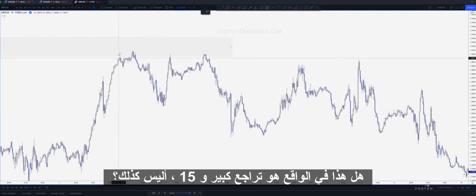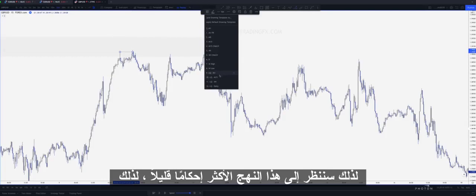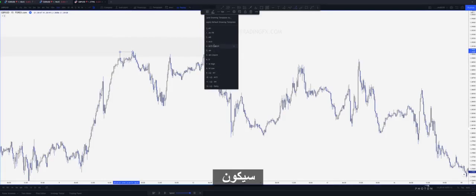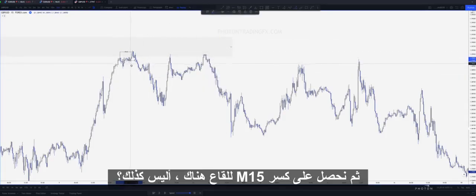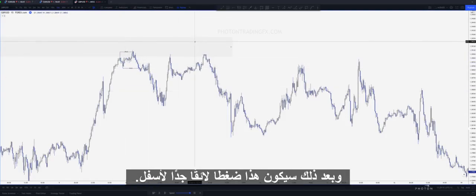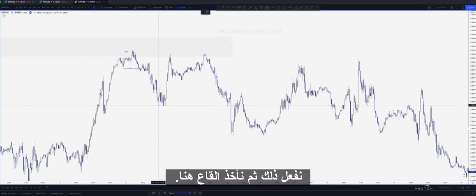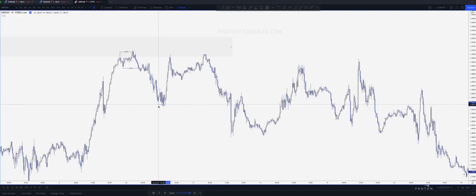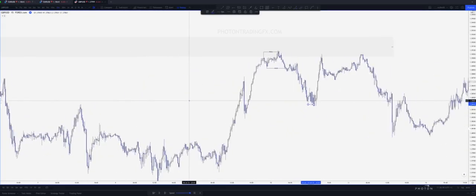Or how you may view it is that actually this is a significant M15 pullback. So we'll look at this slightly tighter approach. That would be an M15 break of the high. Then we get an M15 break of the low there, and that would be a pretty decent push down. We do then take the low here, so we'll just draw that on.